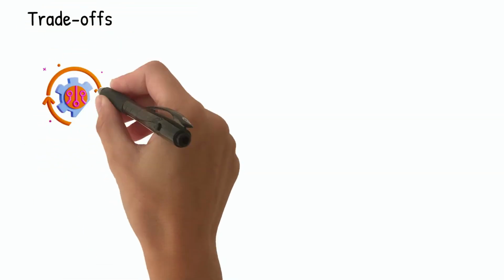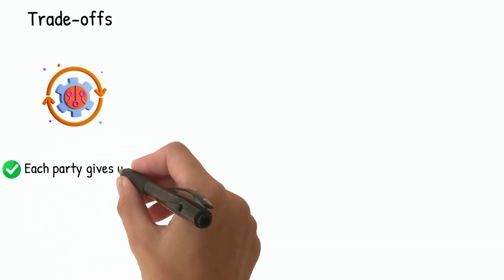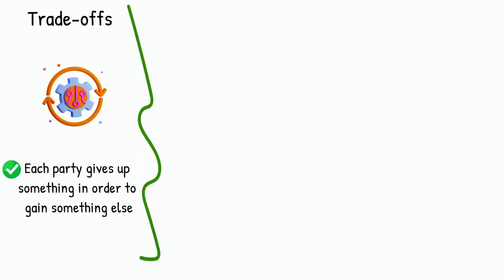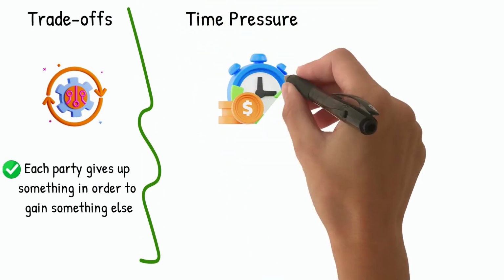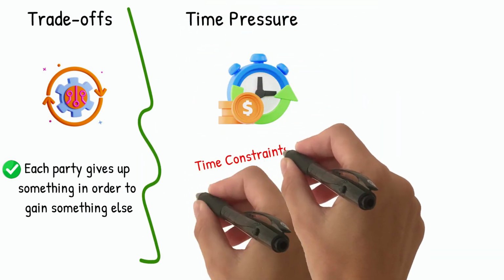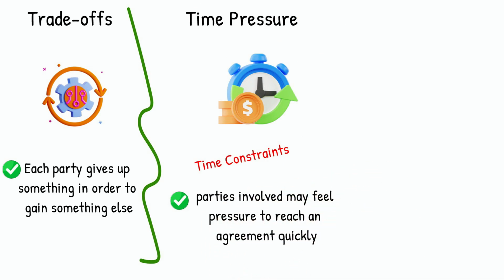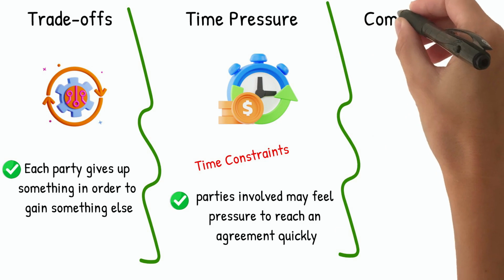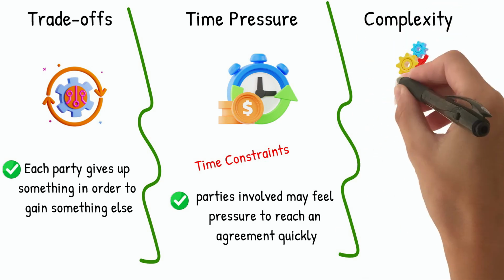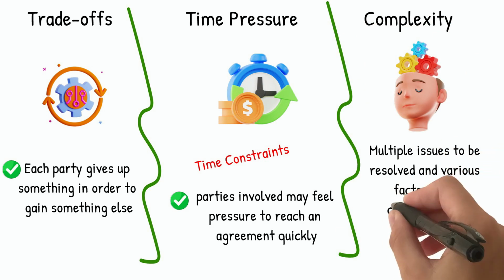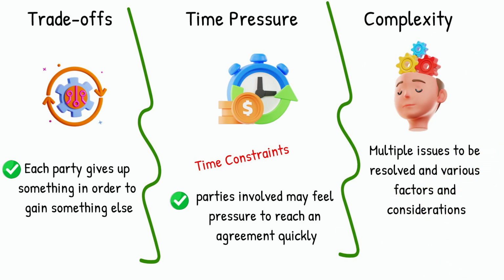Trade-offs. Negotiation involves a process of trade-offs, where each party gives up something in order to gain something else. Time pressure. Negotiations may be subject to time constraints, and the parties involved may feel pressure to reach an agreement quickly. Complexity. Negotiations can be complex, with multiple issues to be resolved and various factors and considerations that need to be considered.